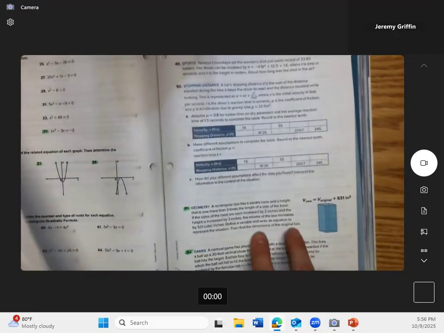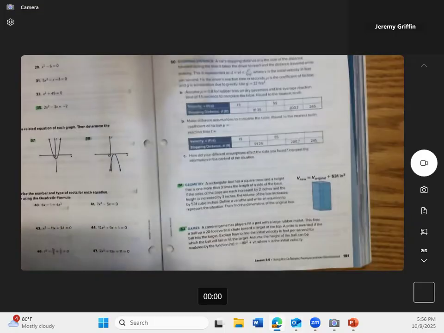So they want to write the dimensions of the original box. Boom, got it.